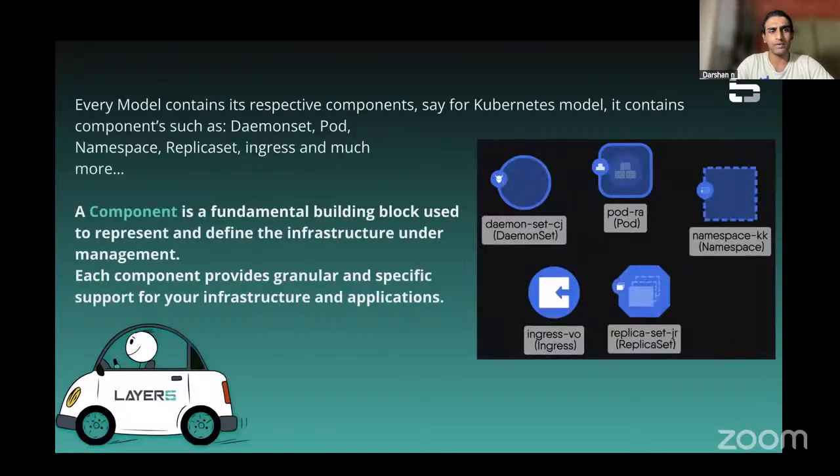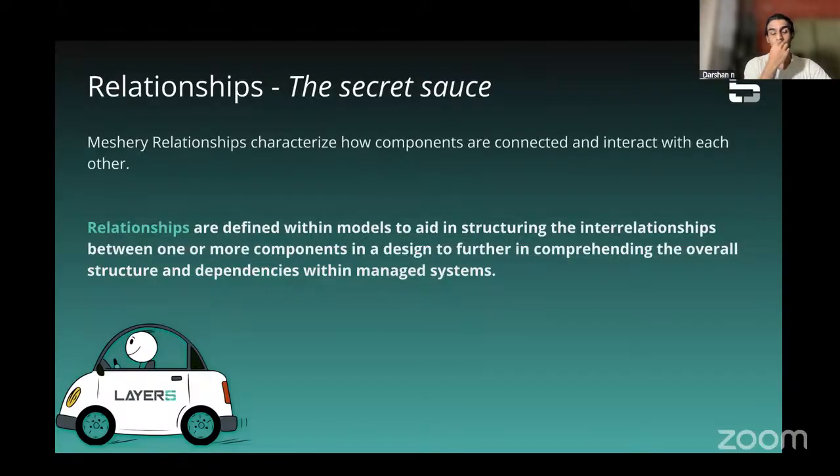Moving on to our components. A component is a fundamental building block which represents a particular model. So, for example, we have a few components here for the Kubernetes model, like daemon set, pod, stateful set, ingress, namespace, and much more. And so now about the relationship.